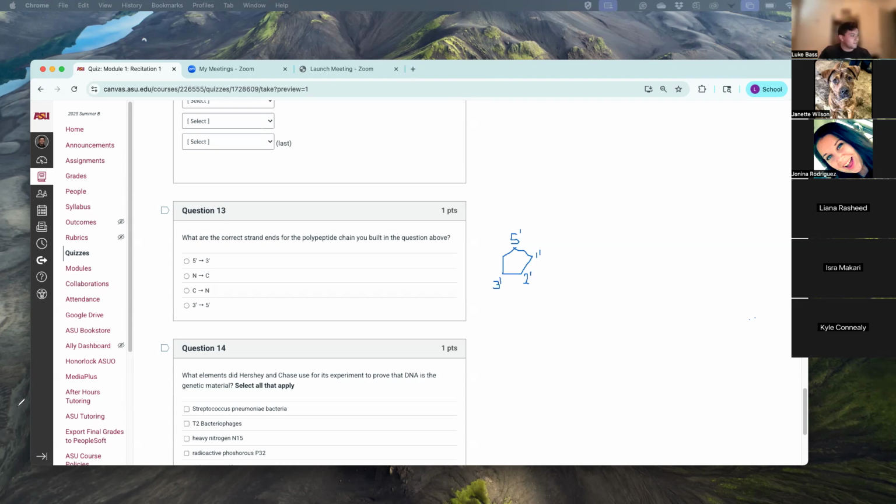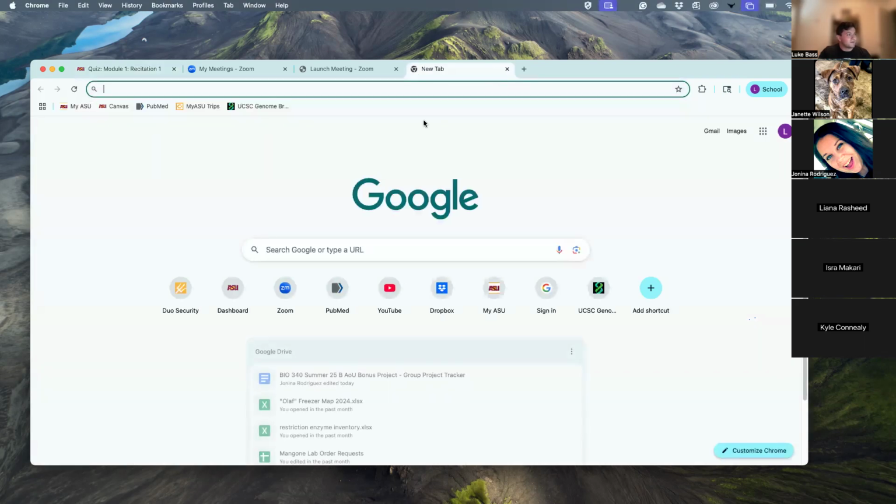Let me see. I'm actually going to look up an image. Let me get rid of this. Maybe that would be easier instead of me trying to draw with the mouse. Can you still see my screen in this new tab? Yeah. Okay, perfect.